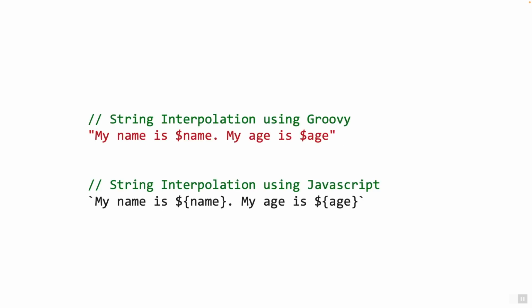Here are a few examples. These are examples of string interpolation using Groovy and JavaScript. Note that the variables are embedded inside the string itself, and the result is much, much more readable.